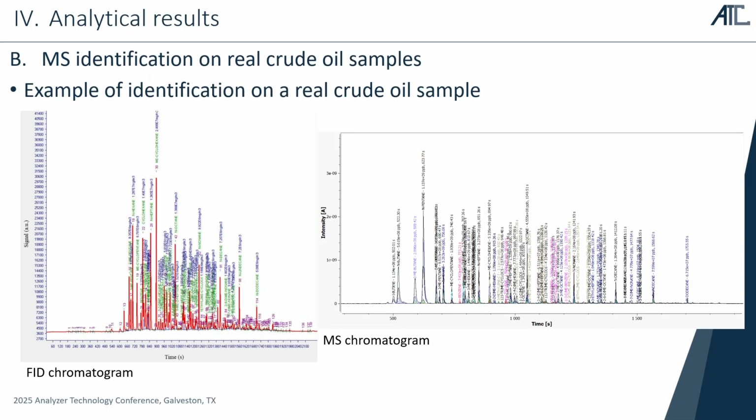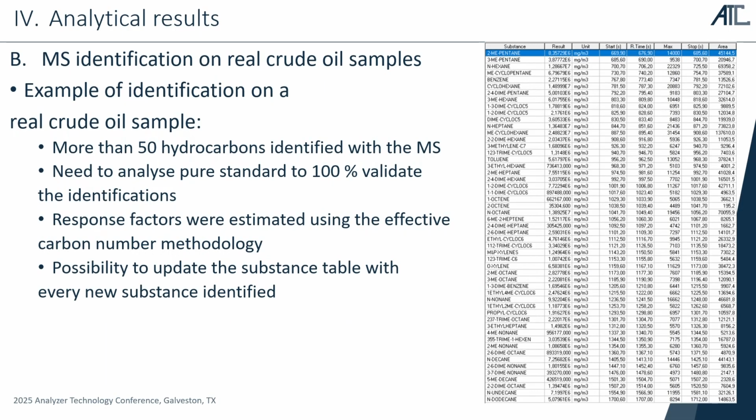But we have the FID chromatogram and the MS chromatogram. And on this real sample, what we find is we identify more than 50 hydrocarbons. So 50 compounds have been identified by the mass spectrometer.